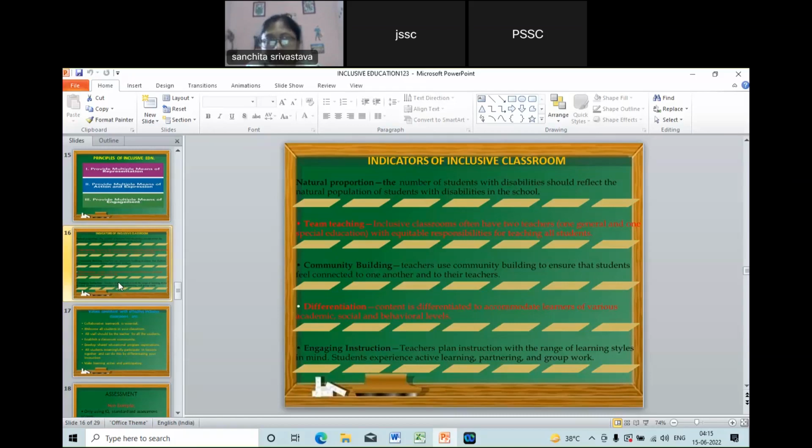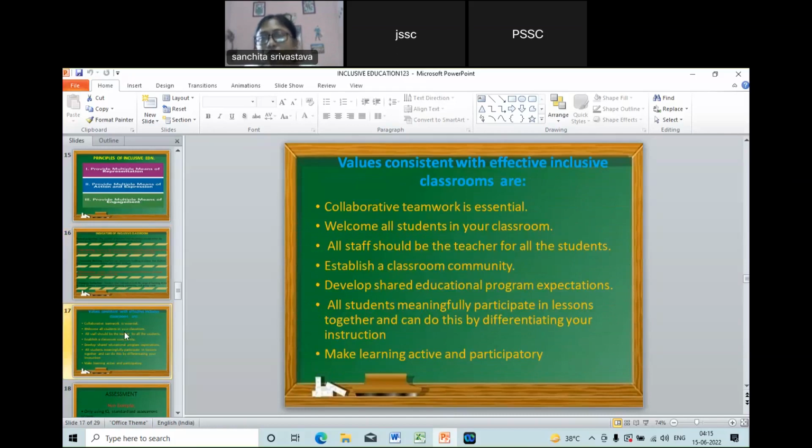Now see here, values consistent with an effective inclusive classroom. So what are the values that you are going to take together? Again, collaborative teamwork is very essential. Collaborative teamwork means the teachers should collaborate subject-wise together. Then welcome all students in your classroom. Every child in your classroom, whatever disabilities, whatever shortcomings they have, when they are with you in your classroom, they shouldn't feel left out.